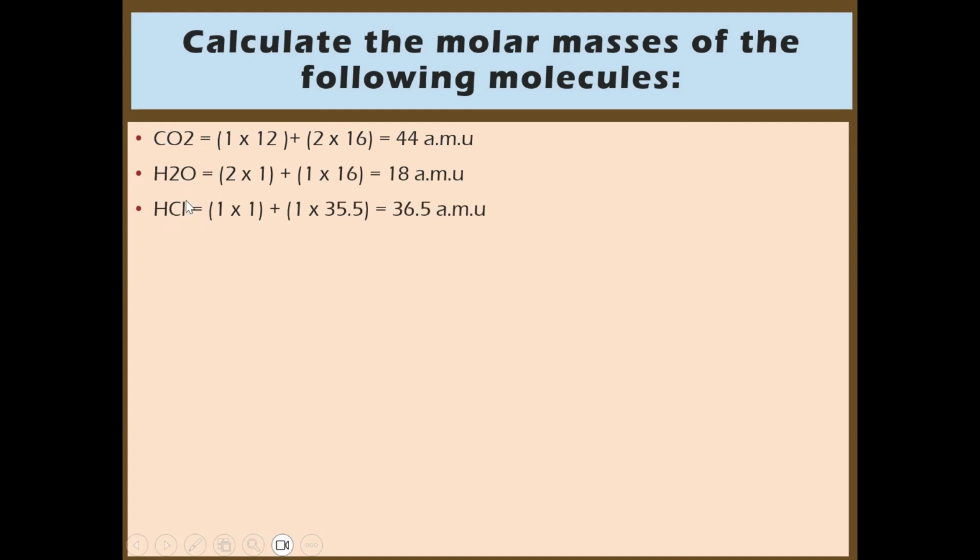HCl, 1 H and 1 Cl. The atomic mass of H is 1 and the atomic mass of Cl is 35.5, and the unit of molar mass is gram. So 1 mole of HCl has 36.5 grams.